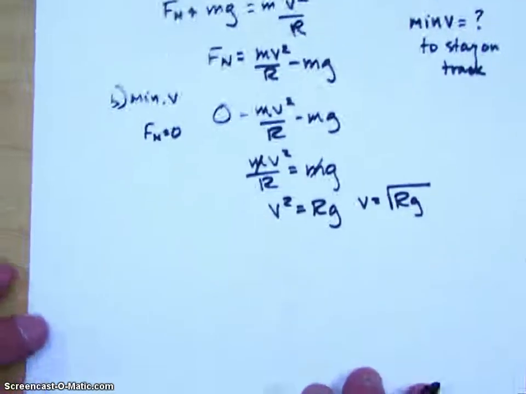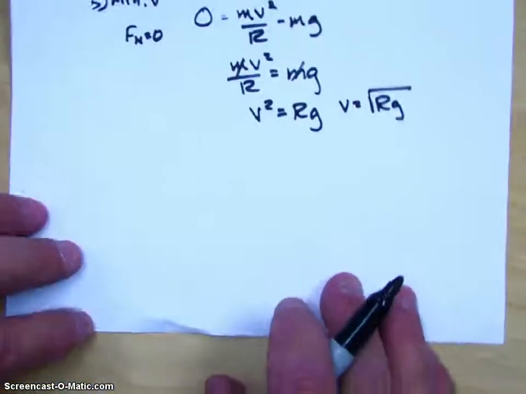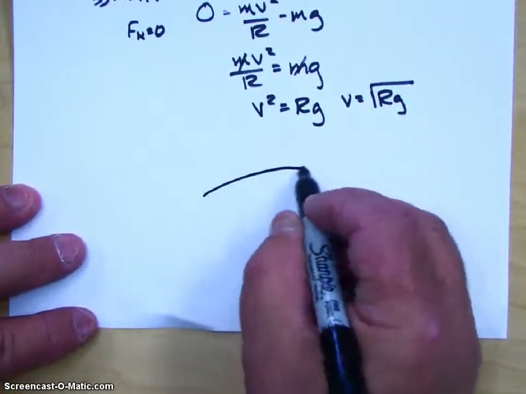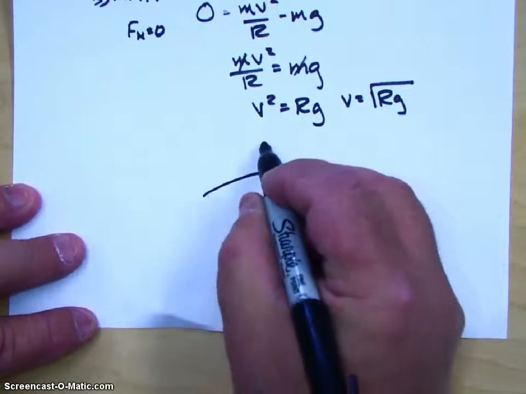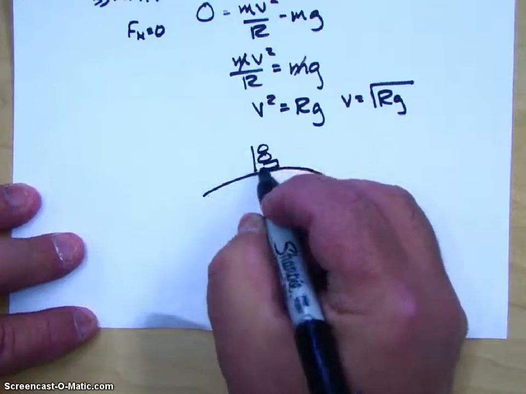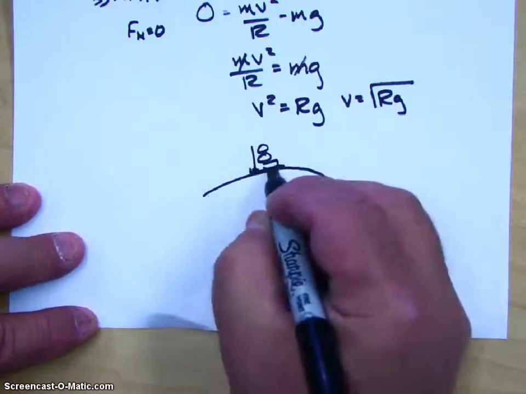Now, let's tweak it just a little bit, and here's where trusting the free body diagrams helps. What we're going to do now is go to the more modern type of roller coaster, in which you're actually sitting up here above the track, and it's on wheels.